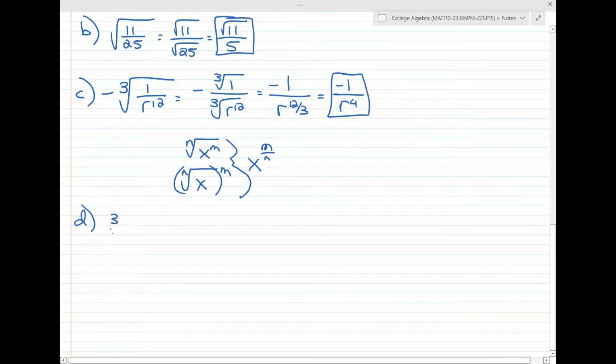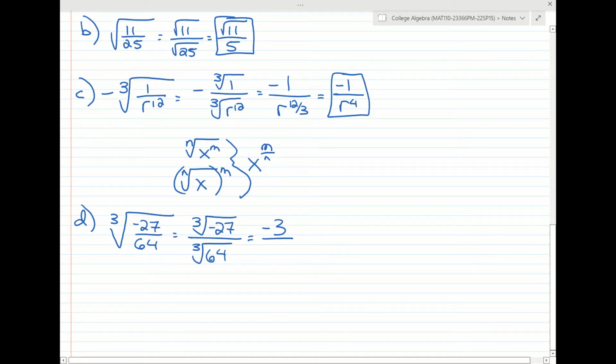We had the cubed root of negative 27 over 64. This is just the cubed root of negative 27 divided by the cubed root of 64. You can use your calculator for this if you don't remember perfect cubes. But the cube root of negative 27 is just negative 3. The cube root of 64 is just 4.